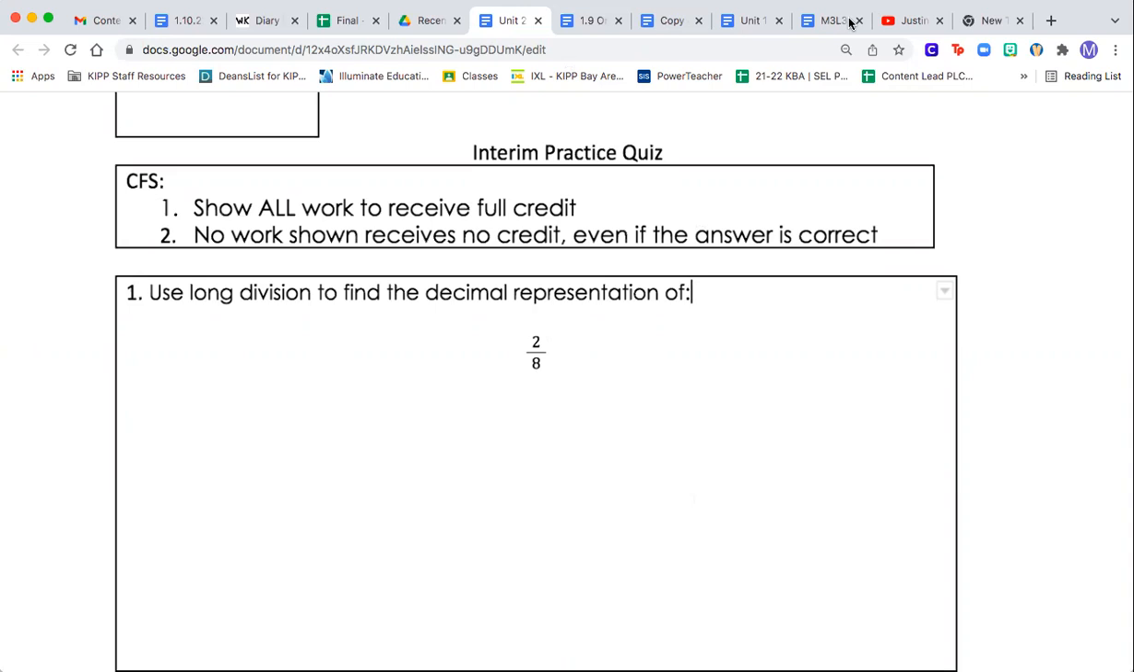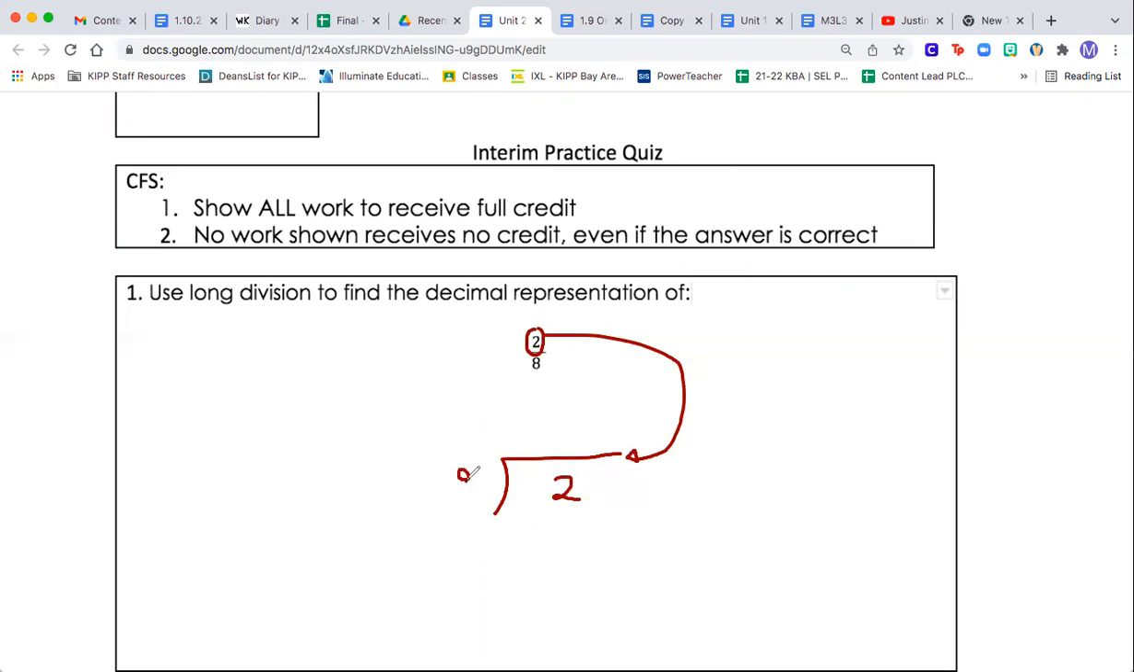First thing is what we're gonna do, and let me just remember how to do this. So 2 divided by 8 means that we're going to do long division. So we set up our long division symbol, and the first thing is that the 2 right here means it goes inside of the symbol. So we're going to put 2, and then it's divided by 8.